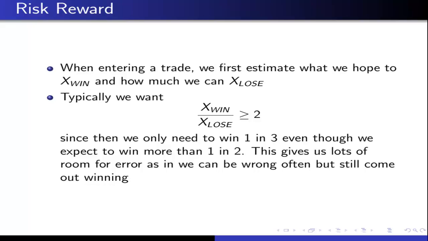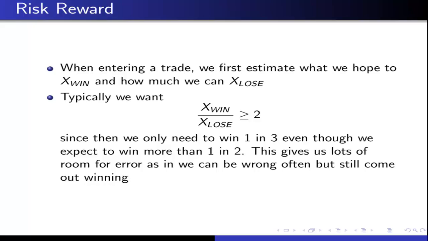So if Xwin is more than twice Xlose, for every time we win, we can lose twice and we break even. And as I said already, when we're placing the bet, we actually think most likely we're going to win. That's the kind of bet I like making. This gives us lots of room for error, as in we can be wrong often but still come out winning.